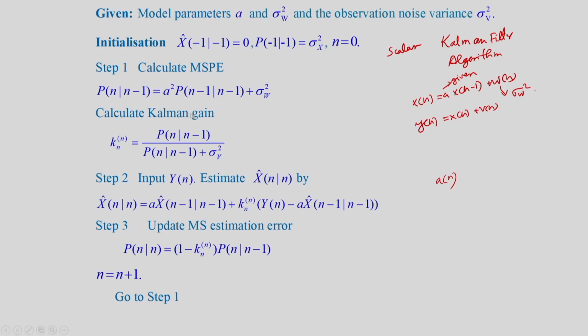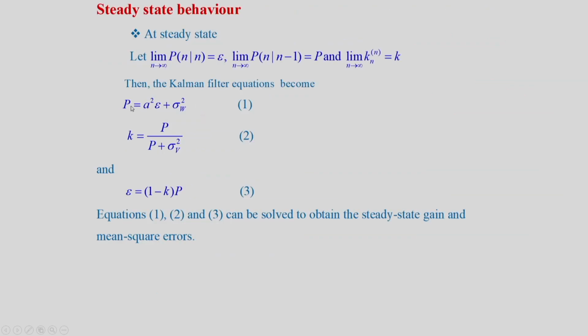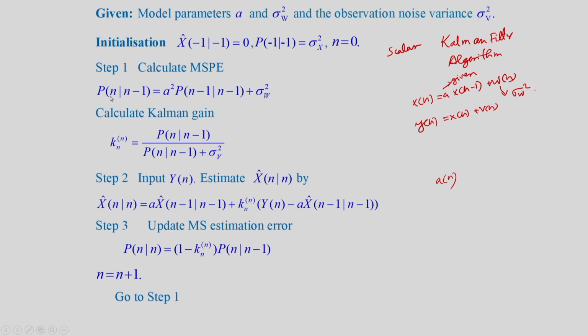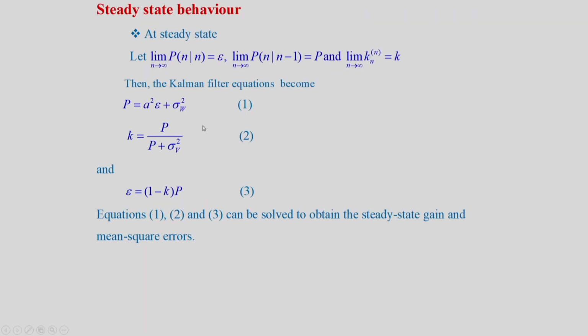First one: we know that P(n|n-1) is equal to a square times P(n-1|n-1) plus sigma w square, and as n tends to infinity, the left quantity will converge to P and P(n-1|n-1) will converge to epsilon. So the first equation is P is equal to a square times epsilon plus sigma w square. That is the first equation.